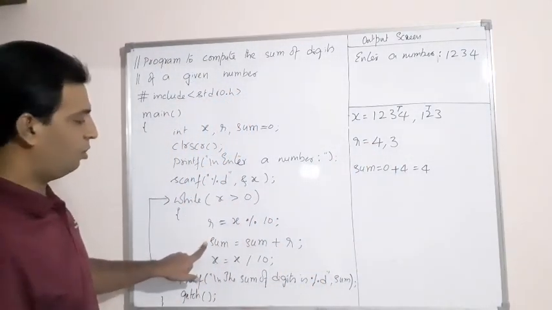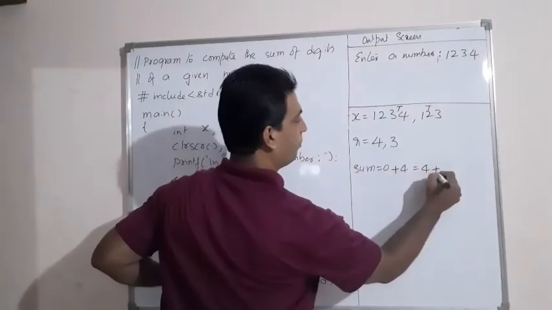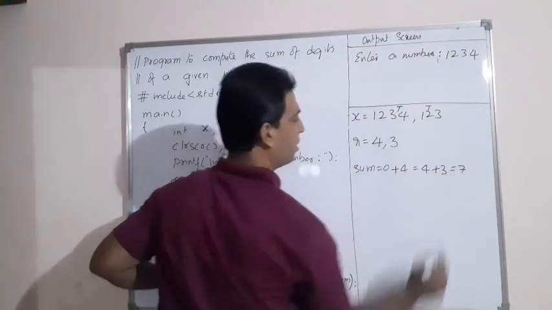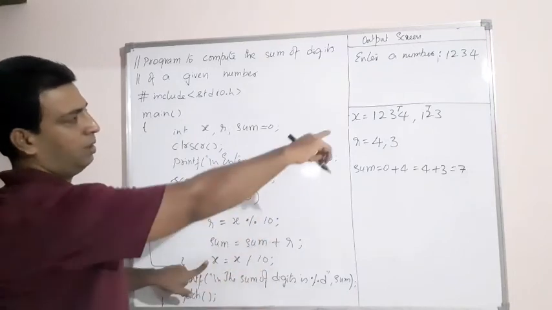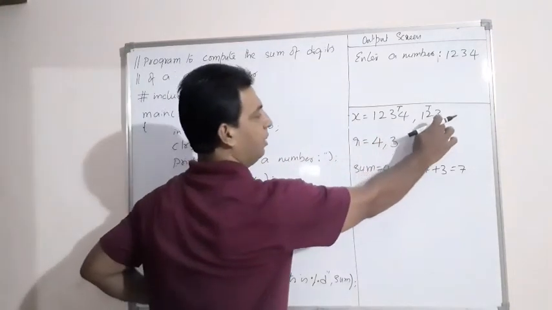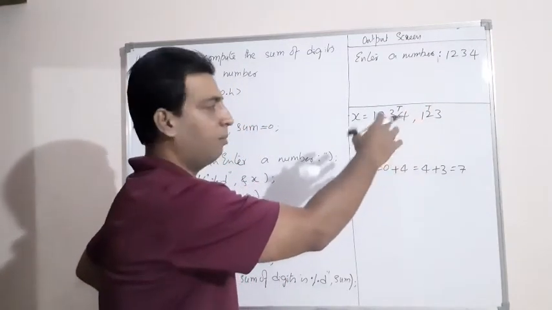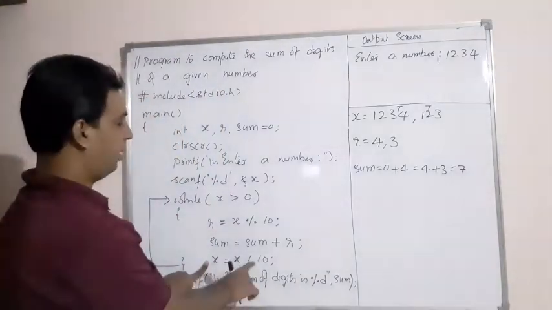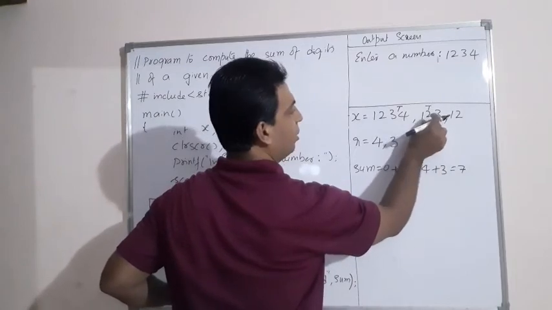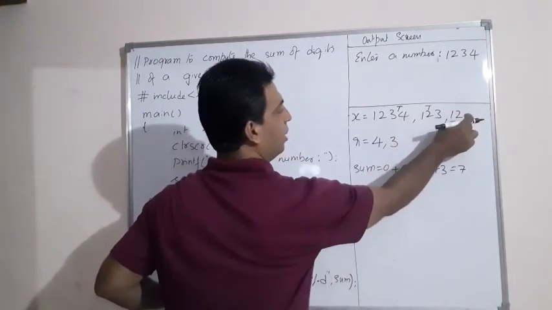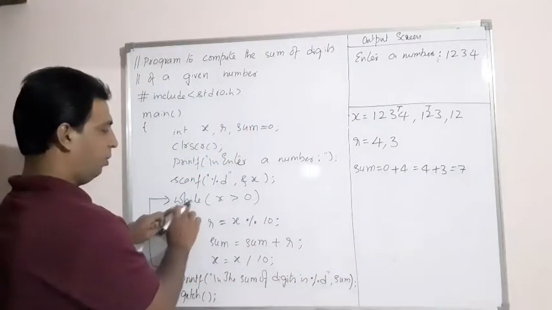Next, sum is equal to sum plus R. The current value of sum is 4 plus R, which gives you sum as 7. Right. Then the next statement is X is equal to X by 10. Because we have eliminated 3, the quotient should be 12, because 12 is the next number that we have to sum up, right? So X will be X by 10, which is 1, 2, 3 divided by 10, giving the first 2 digits as the quotient, with 3 as the remainder already taken. 12 will be the quotient, which is stored in X. After this, it will go back to the while loop, where the condition is checked.